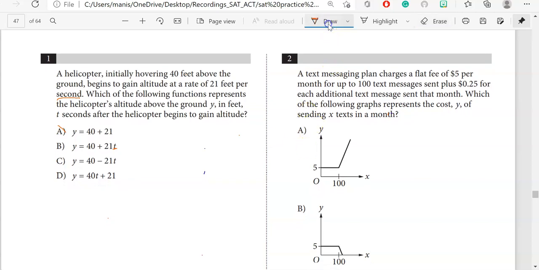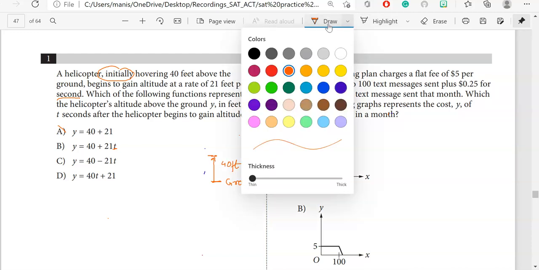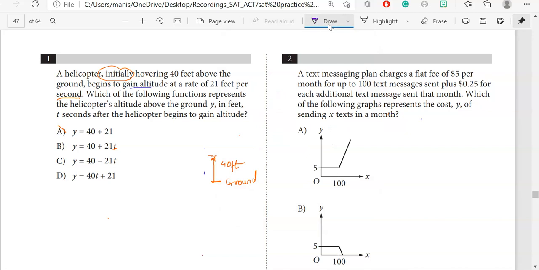Question number 1 says a helicopter initially hovering 40 feet above the ground begins to gain altitude at a rate of 21 feet per second. Which of the following functions represents the helicopter altitude above the ground y? So I will assume this is my ground. Initially means the starting point, and at this point it is 40 feet above the ground. After this it starts going up, gaining altitude at a rate of 21 feet per second. This means in 1 second it will go 21 feet.